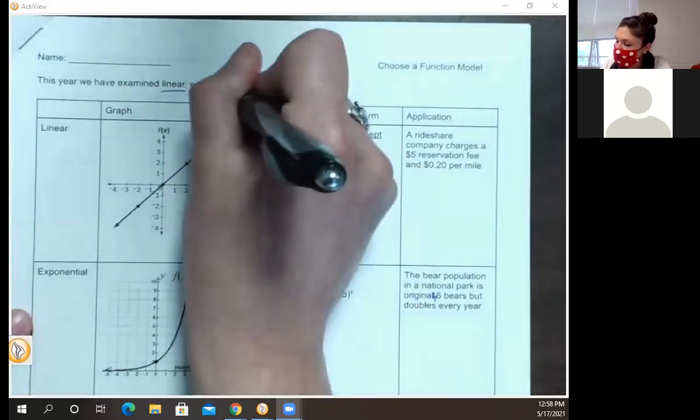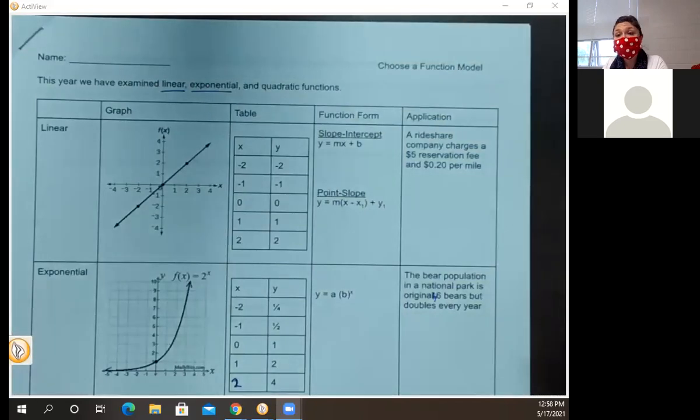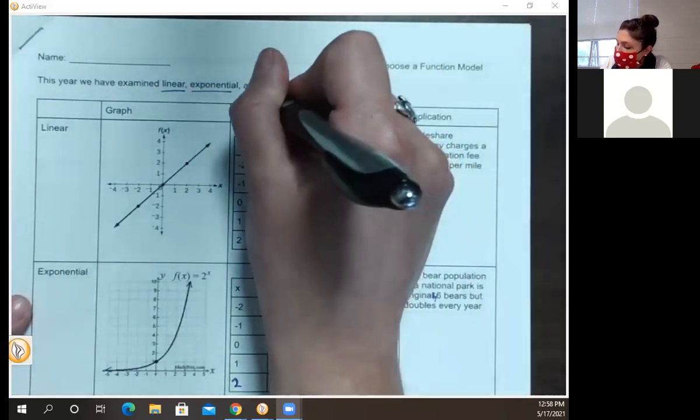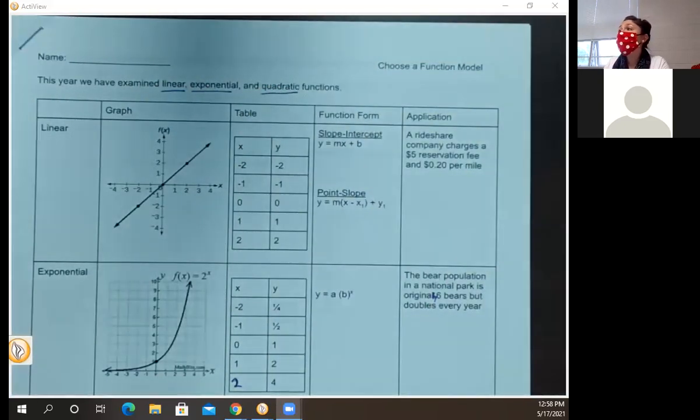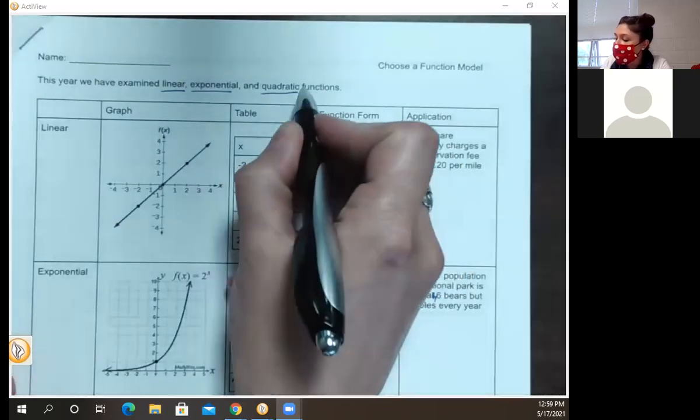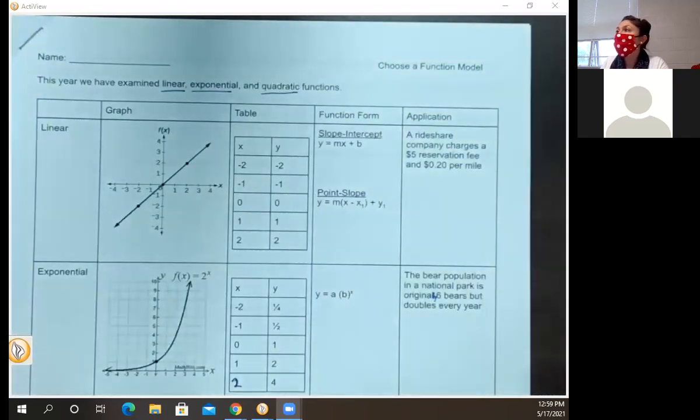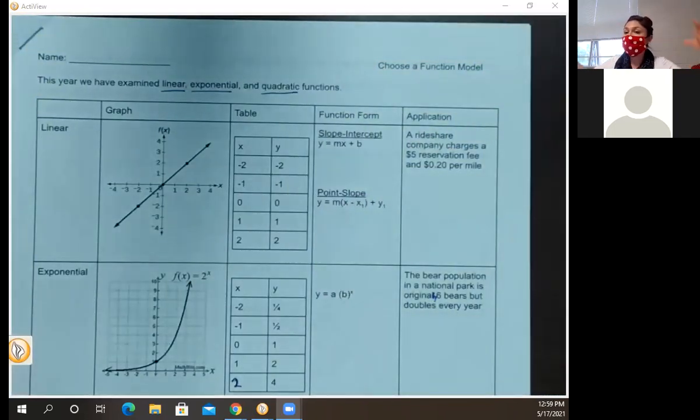We also talked about exponential functions earlier this semester. And then quadratic functions, we just spent 2 units working on. So these are the 3 major types of functions that we covered in Algebra 1. What we're going to do today and tomorrow is essentially recap them, make sure we can tell the difference between them.